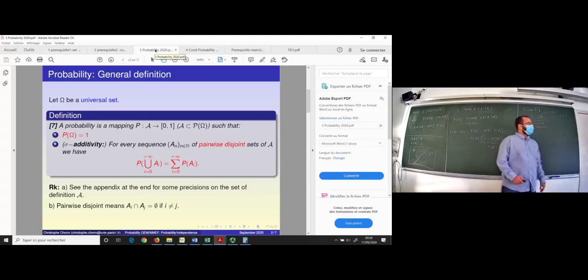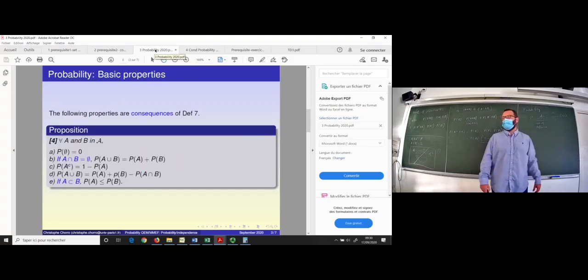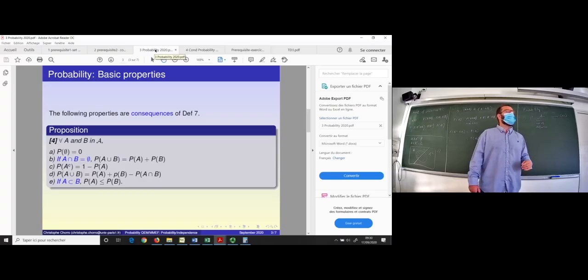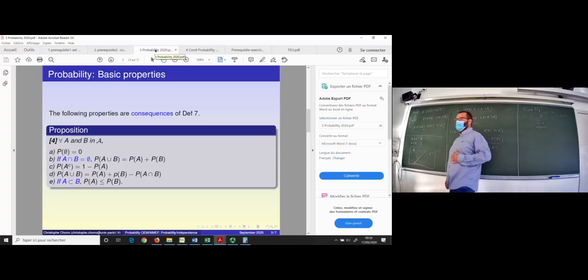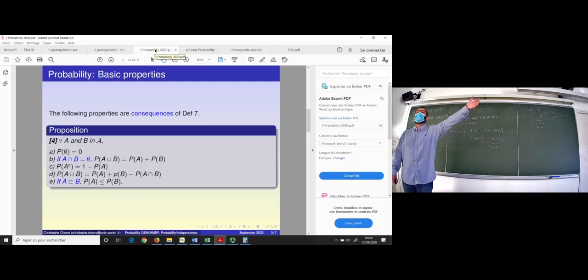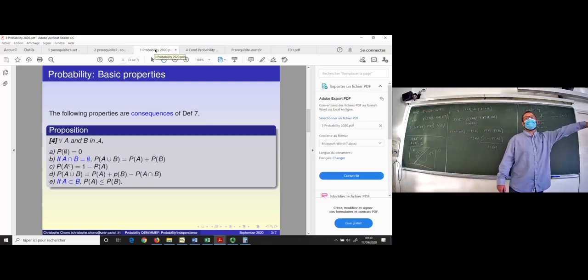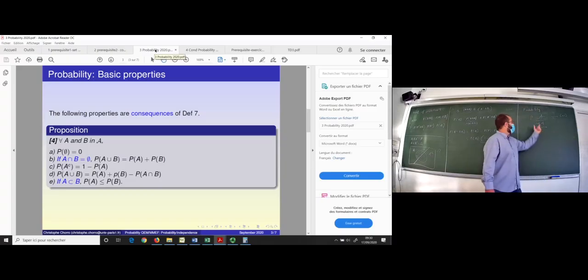If you have a look at the consequences of this definition, that is this one here, you have a lot of probabilities. You have P of empty set, you have P of A union B, you have P of A intersected with B, you have P of A complementary, and so on. But implicitly, when I write this, it means that all the sets involved in this proposition belong to my set of definition.